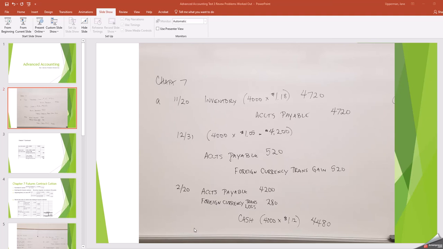A review for test 3 in advanced accounting. So your first 3 problems come from chapter 7, where we are dealing with the change of foreign currency values.